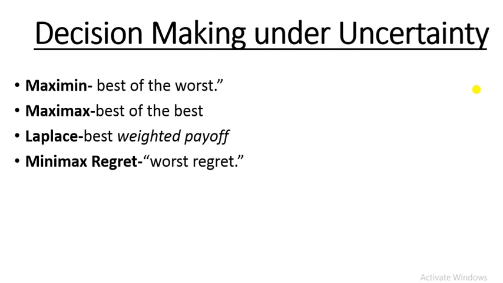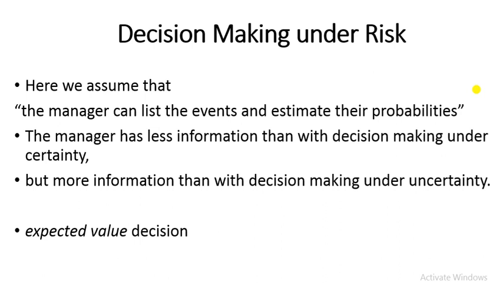Moving on, he's talking about decision making under risk. That is another scenario under the topic of decision making theory. And in this scenario, the author is saying we assume that the manager can list the events and estimate their probabilities. It means the manager knows what possible events will happen in future and what the chances are that those events will happen.